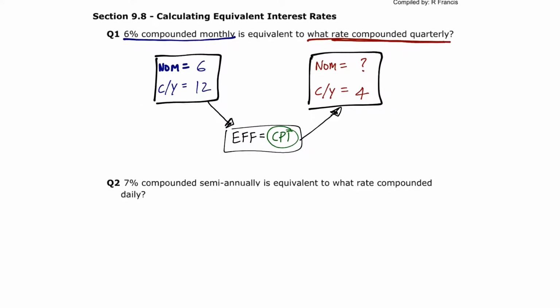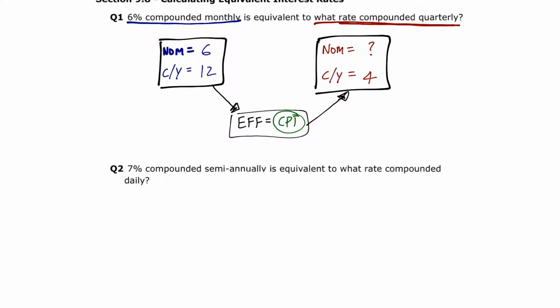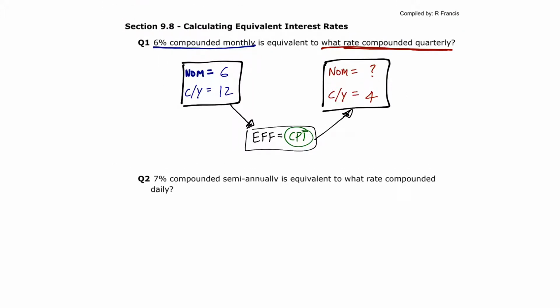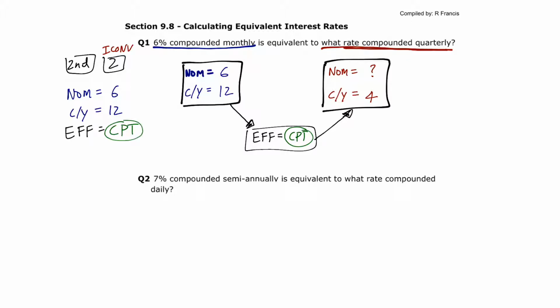Actually, maybe I could just show you right here. If you press second and 2 once again, because it says I conversion. Let's start with the nominal rate. You would enter 6 here, scroll up, enter CY as 12, scroll up. When you get to effective, you would compute. And what number do you get? Oh, 6.16, okay. 7, 8 something, okay.